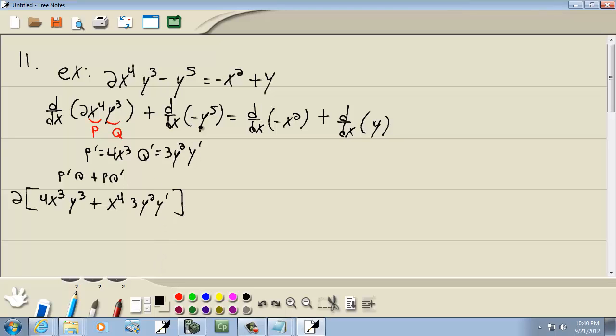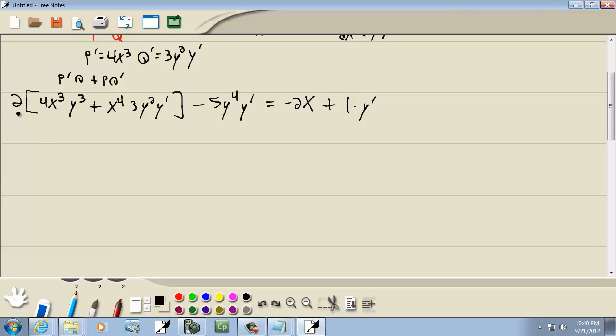Okay. Now the derivative of negative y to the fifth is negative 5y to the fourth. You take the derivative just like normal. But since we're taking the derivative with respect to x and it's really y, we have to add on a y prime. Derivative of negative x squared is negative 2x. Derivative of y is 1, but again, since it's y, we have to do y prime.